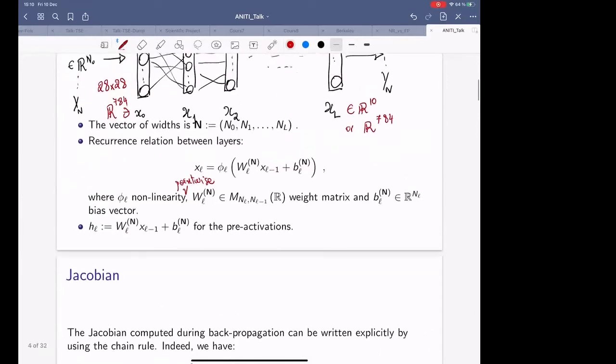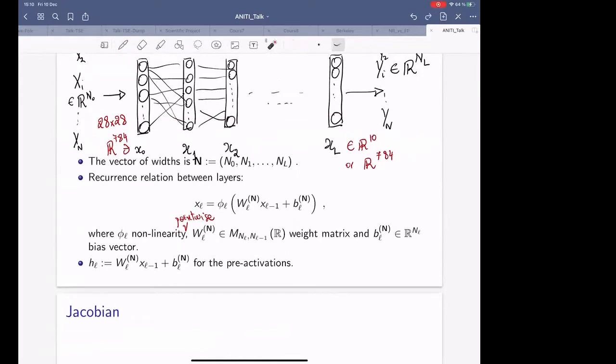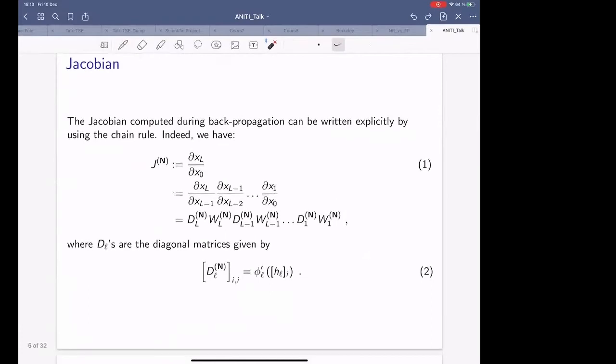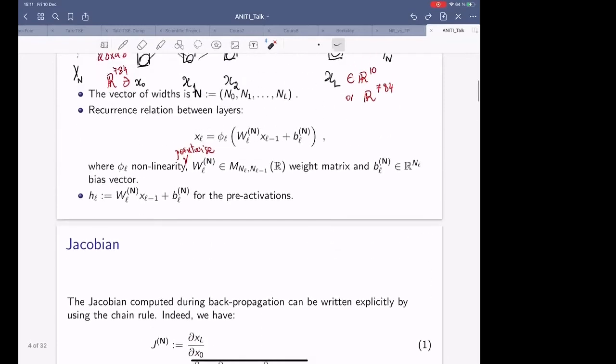When you forward propagate, and then back propagate for the differentiation, you're computing Jacobians, and the Jacobian computed during back propagation can be written explicitly thanks to the chain rule. I like this notation for the chain rule: you just differentiate like a physicist, and you write this as a product of matrices. Here, maybe it's a good idea to remind you of the previous expression.